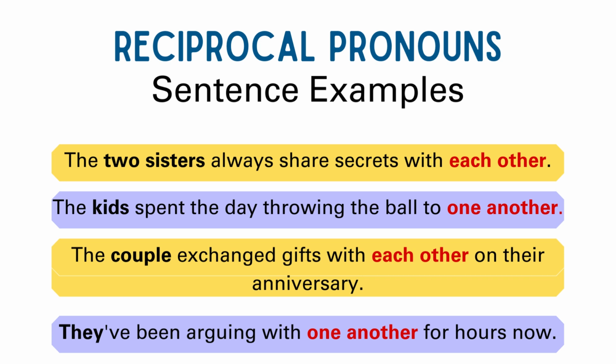How about in the third sentence? Is there something that signals the count of the noun? That's correct. It says couple, right? So that means there are two persons involved. And that's why we used each other. The couple exchanged gifts with each other on their anniversary.